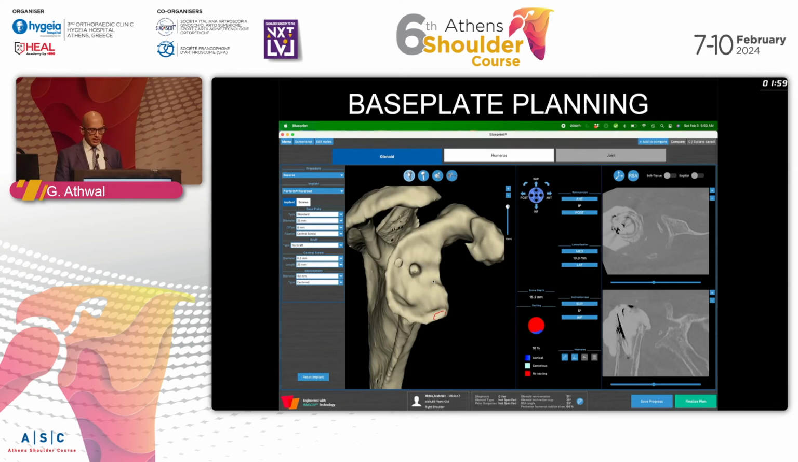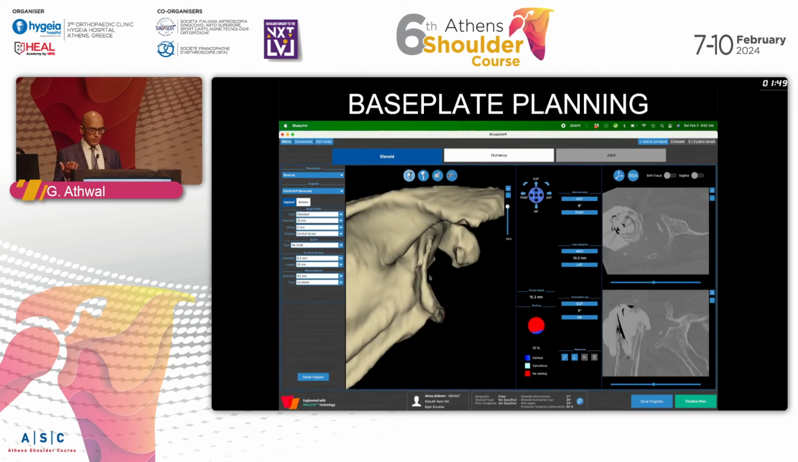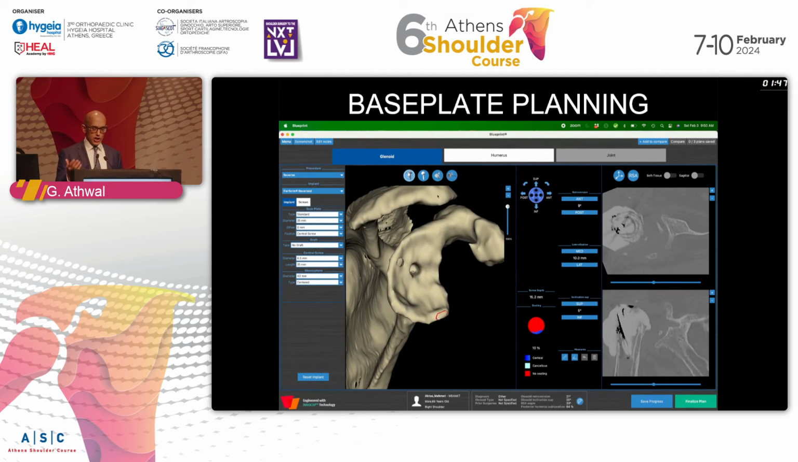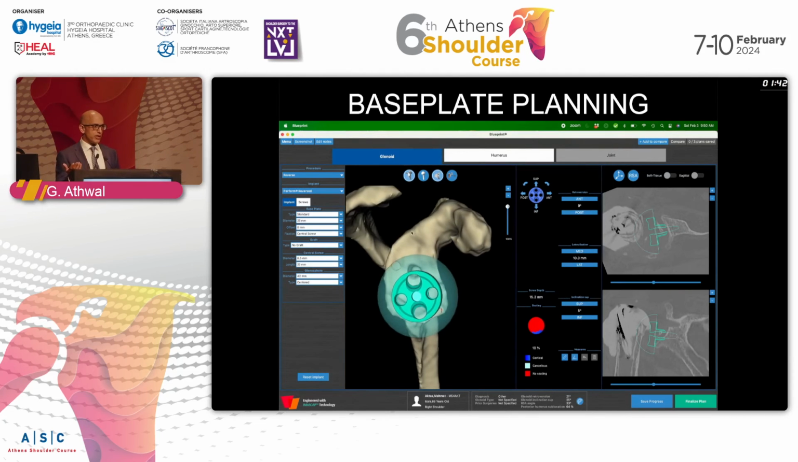And so what about base plate planning? So this is a revision case. This is a previous reverse shoulder arthroplasty where we had to do a 2-stage revision. So I'm just going to go through my standard base plate planning. So I tend to look at the 3D images, get an idea of the shape of the glenoid. I'm going to bring in my standard base plate. And you can see this is a standard base plate. It's probably going to be insufficient to manage this patient's bone loss.